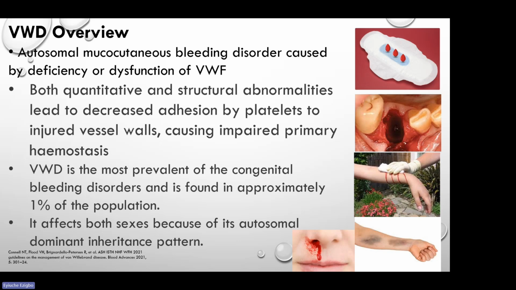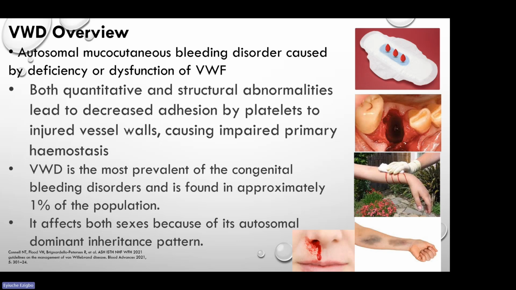Okay. So von Willebrand disease is the most prevalent of the congenital bleeding disorders and is found in approximately 1% of the population. It affects both sexes because of its autosomal dominant inheritance pattern.